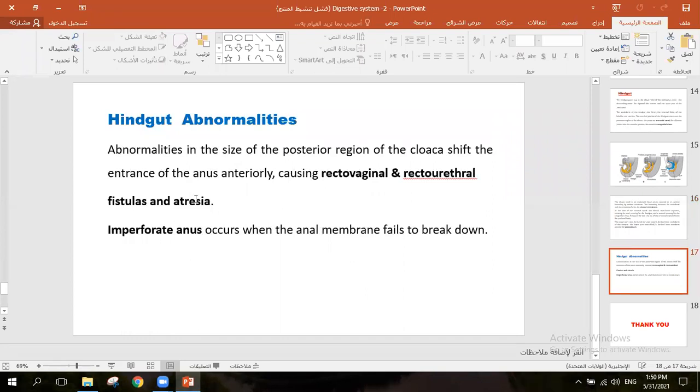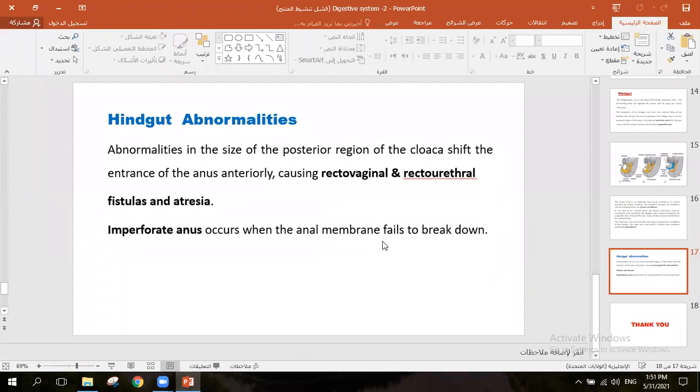What are the congenital abnormalities related to the hindgut? Abnormalities in the size of the posterior region of the cloaca shift the entrance of the anus anteriorly, causing rectovaginal or rectourethral fistula and atresia. Another abnormality is imperforate anus, which occurs when the anal membrane fails to break down.